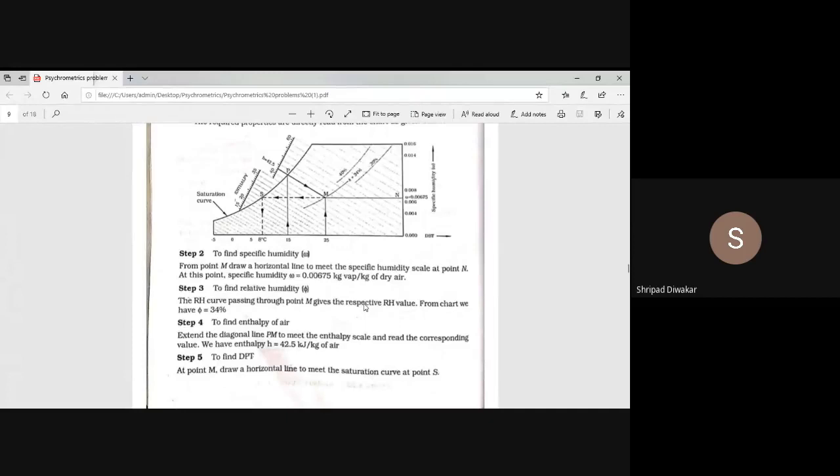And DPT means what? You are moving towards the left. Okay, very simple. So from this point you move towards the left and you come down. That gives your DPT. This is how to do it analytically, and you are going to compare those values with respect to the psychrometric chart. I hope now you are clear how to see the values using the psychrometric chart and how to solve analytically.